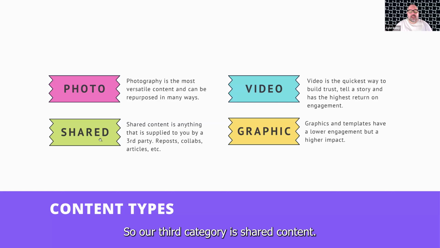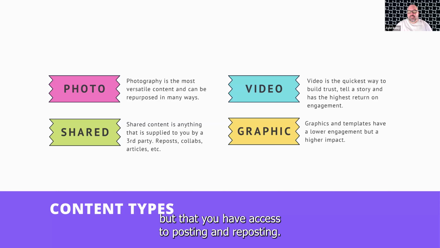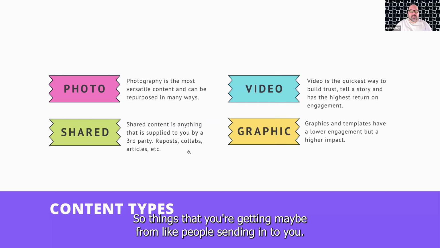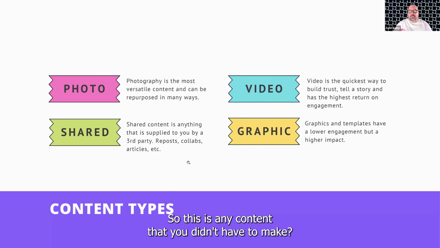So our third category is shared content. So shared content is really anything that you're not creating, but that you have access to posting and reposting. So this is anything that could be third party. So things that you're getting maybe from people sending in to you. That could be through photo contests, through a hashtag, through collabs. Maybe you've worked with different influencers. This could also be through articles, maybe even featured in the news. So this is any content that you didn't have to make that you can use.